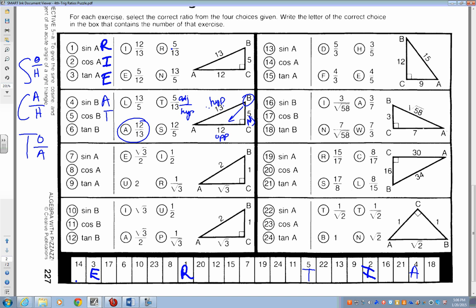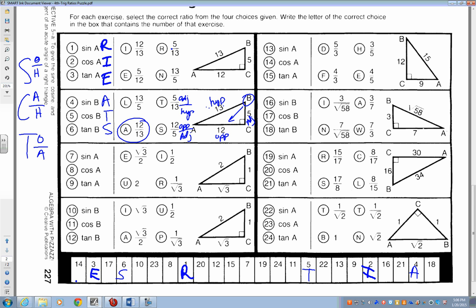Then we're doing tangent of B. Tangent is opposite over adjacent. Opposite again was 12, and adjacent is 5. There's opposite over adjacent. So that is S. For number 6, I'm now putting the letter S.